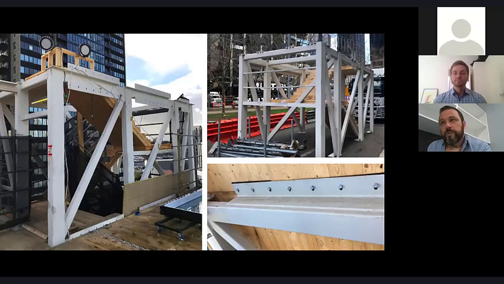So it just shows that when you're dealing with these hybrid structures, it's really important to make sure they both have a high level of prefabrication. Yeah, I'll just add on that.